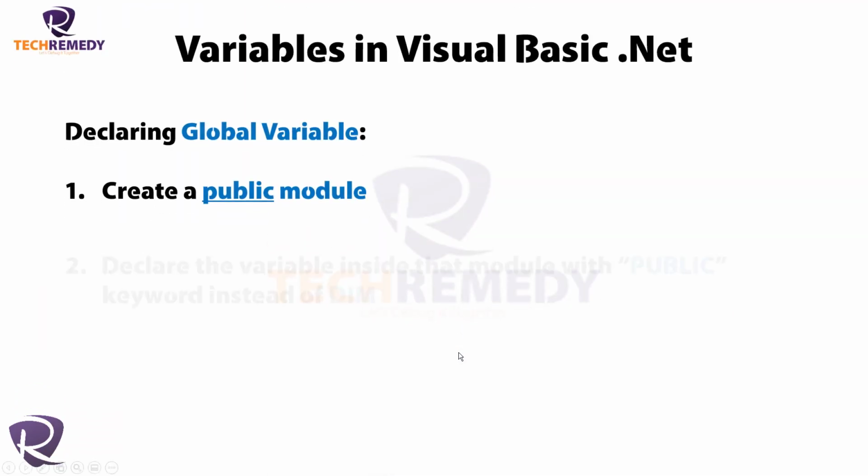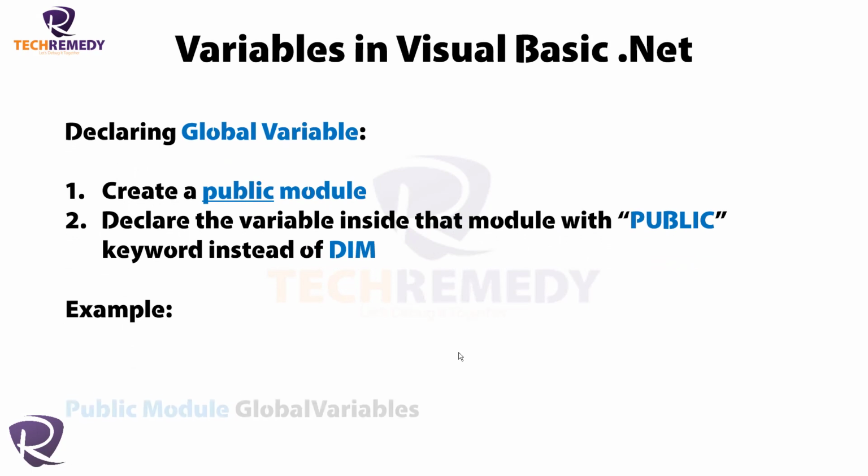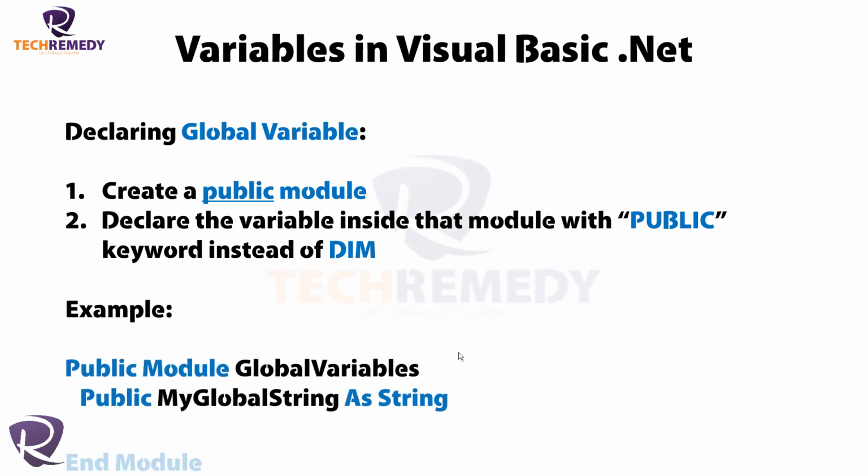Now to declare a global variable, we need to create a public module and then declare our variables inside that public module with the keyword public instead of dim. So we create our module, and inside that module we write public and then the variable name and then as and then variable type as we used to do.